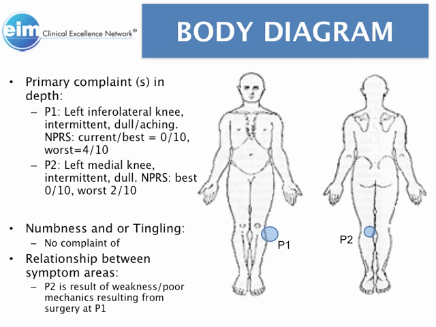P2 was at the left medial knee. It was described as an intermittent dull pain, and at best it was a 0 out of 10, at worst a 2 out of 10, primarily aggravated by squatting activities. No numbness or tingling was reported. The relationship between P1 and P2: P2 is a result of weakness and poor mechanics resulting from the surgery at the P1 area. She had a tibial plate and 4 screws and ORIF inserted at that lateral tibia.